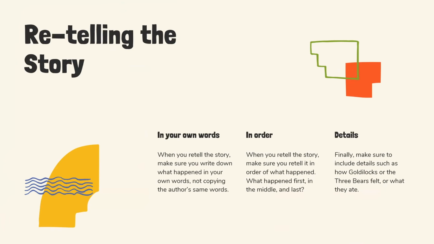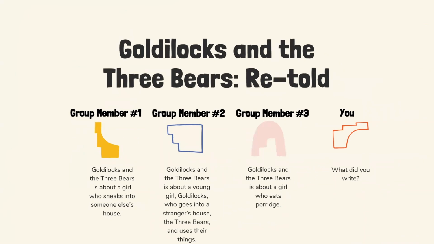Next, we're going to reveal what the 3 group members could have said and what you said while retelling the story. So now, this is Goldilocks and the 3 Bears retold. What the first group member could have said was Goldilocks and the 3 Bears is about a girl who sneaked into somebody else's house. Now this explanation is good, but they don't include details.